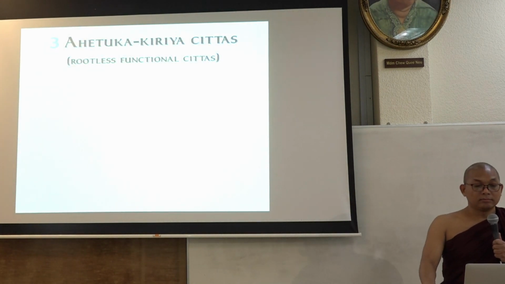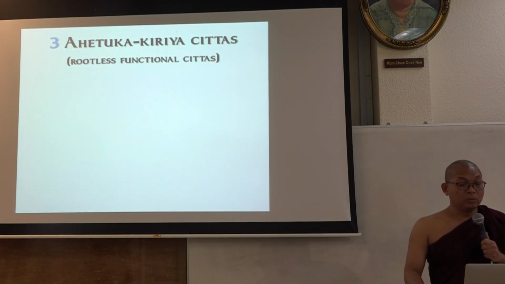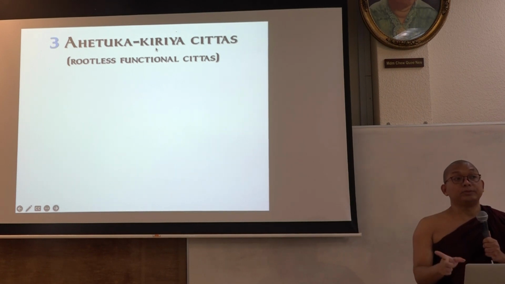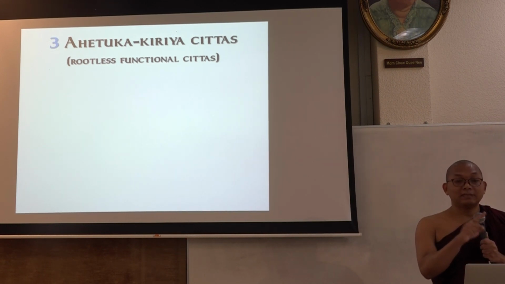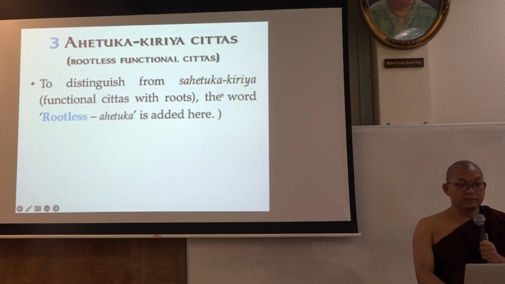Now let's talk about Kriya Citta. We have three types of Kriya Cittas in Ahetuka Citta. We call it Ahetuka. We also have Kriya Citta with the root, so we have Sahetuka Kriya Citta, two types. To distinguish from Sahetuka Kriya Citta, the word rootless, Ahetuka, is added here, right?